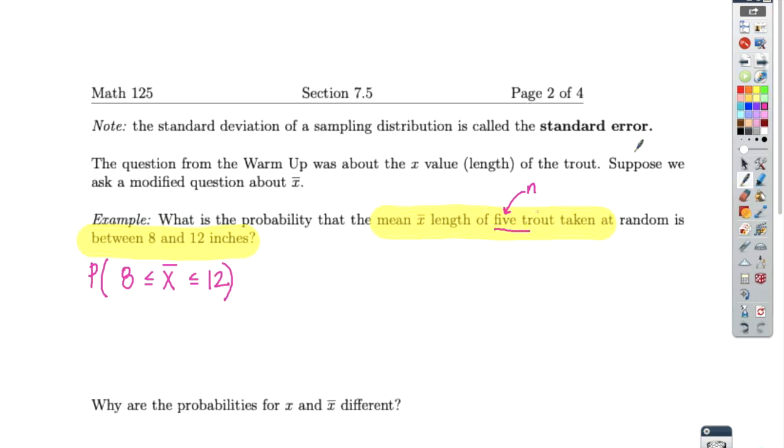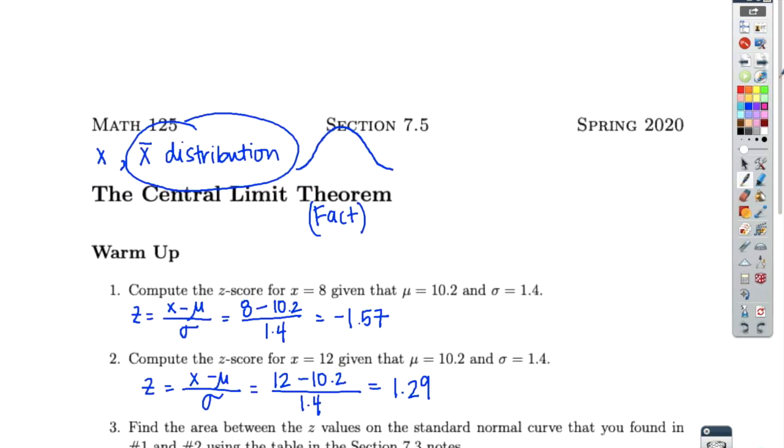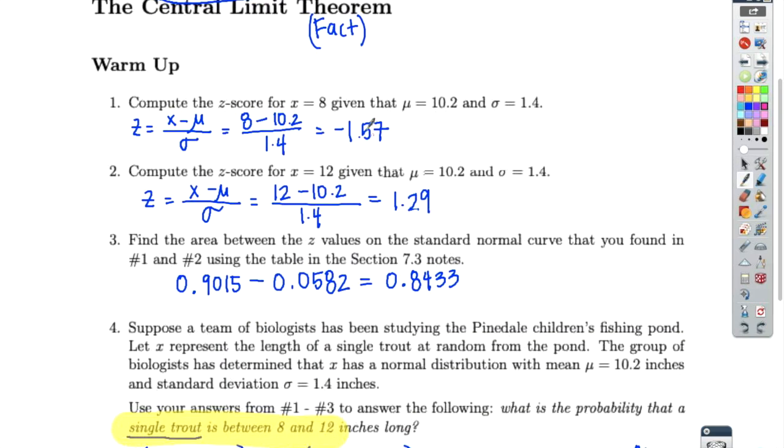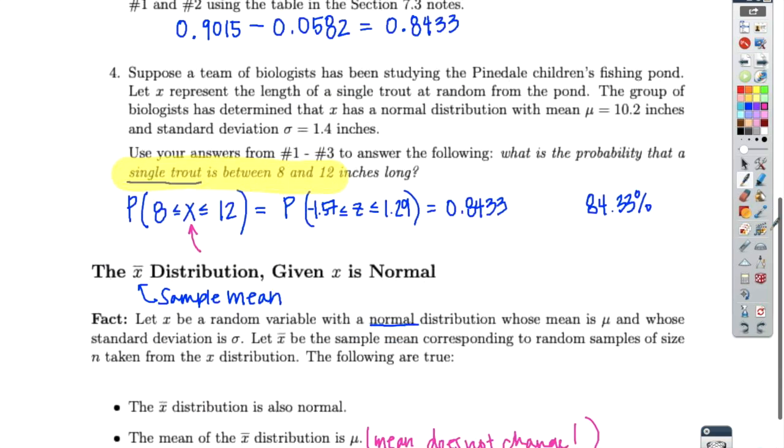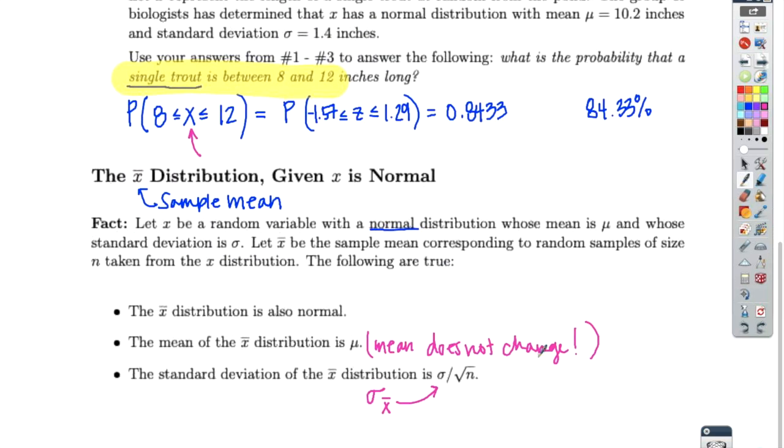Now, you might be thinking, we already did that because we converted x to z right back here. And remember, in this case, we were given that the mean was 10.2 and the standard deviation is 1.4, and that's what we used to convert these to z-scores. We're basically going to do the same thing. We're using the same two values, 8 and 12, and the mean doesn't change. The one thing that does change is that standard deviation. So our answers are going to be different because now our standard deviation is different.